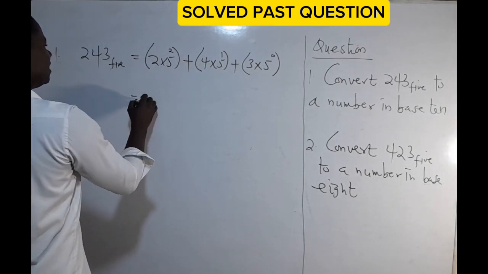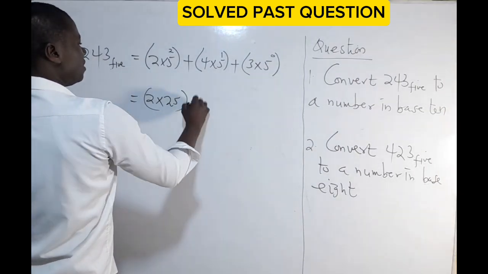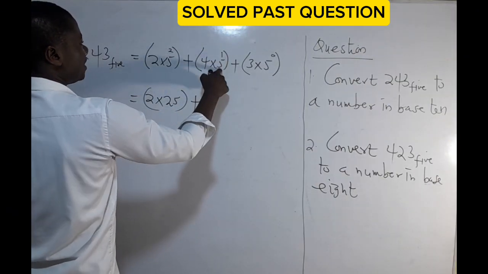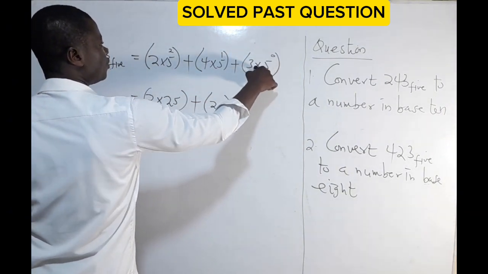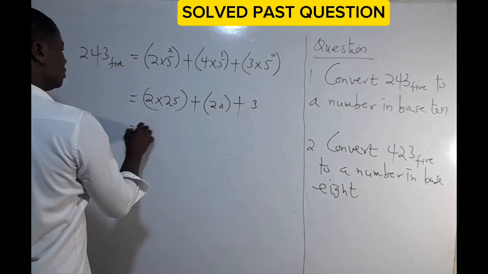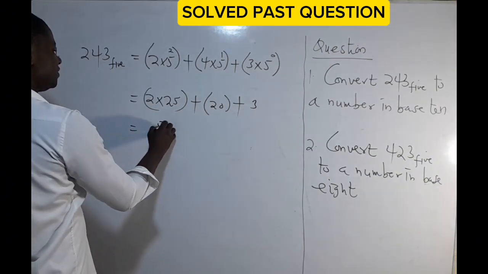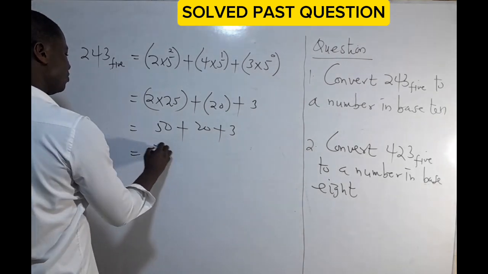Now let's simplify. We have 2 times 5 squared is 25, plus 5 exponent 1 is 5 times 4. This will give us 20. Then 5 exponent 0 is 1. 1 times 3 will give us 3. Okay. So 2 times 25 is 50 plus 20 plus 3. And the answer will be 73.